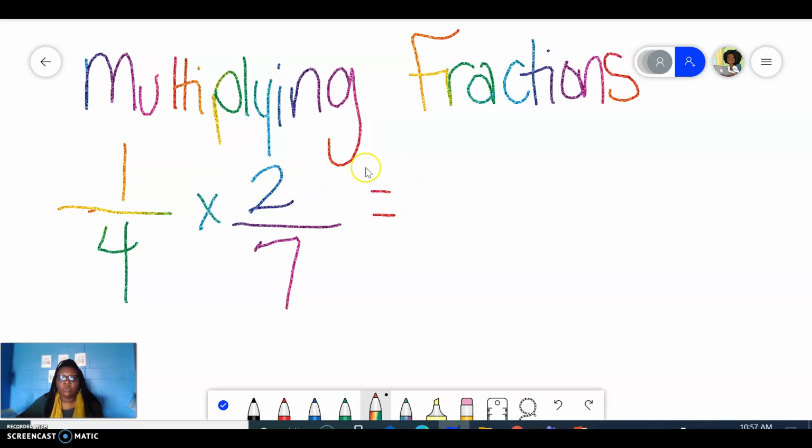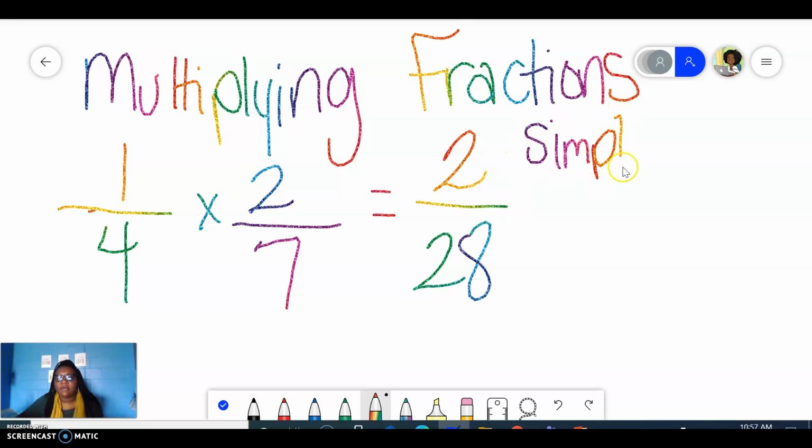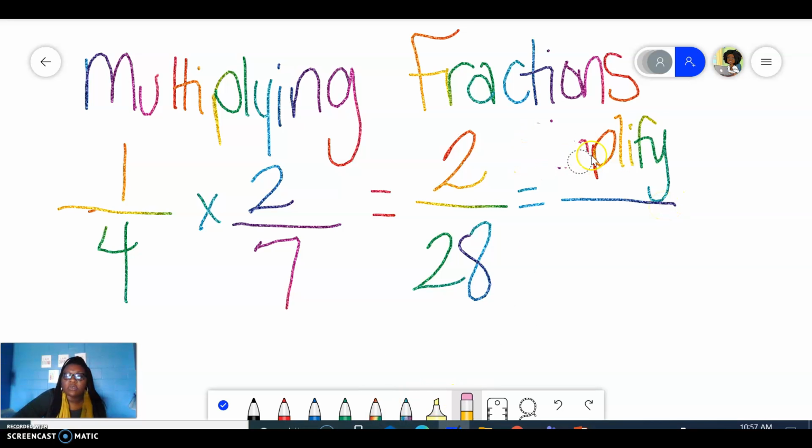So 1 times 2 is 2, and 4 times 7 is, can you tell us? 28. Very good. Now, once I have this, I'm not done. I have to simplify this fraction, okay? We did some simplifying earlier in the school year with our divisibility rules. I have to simplify this, and we want to think about our divisibility rules.